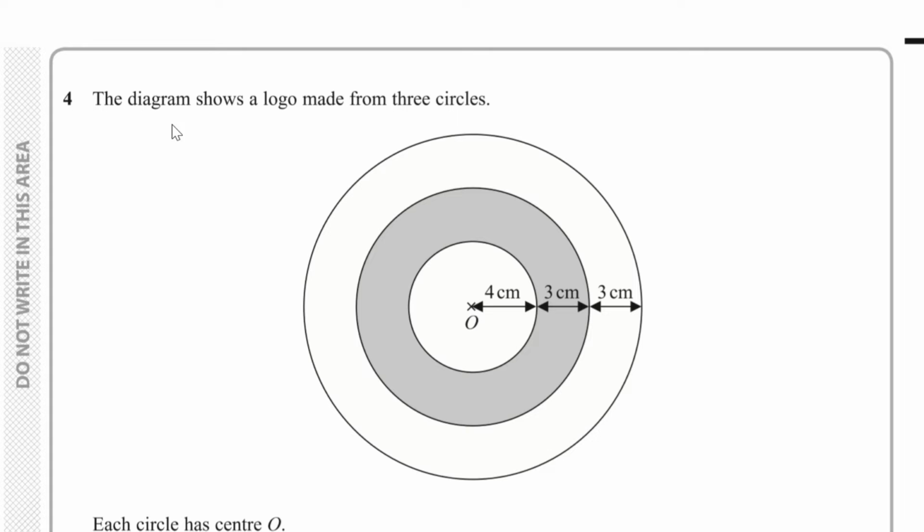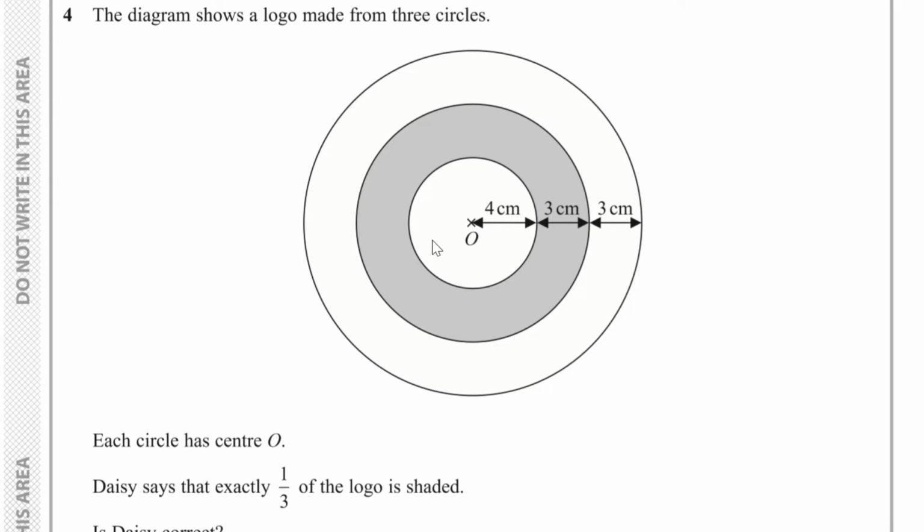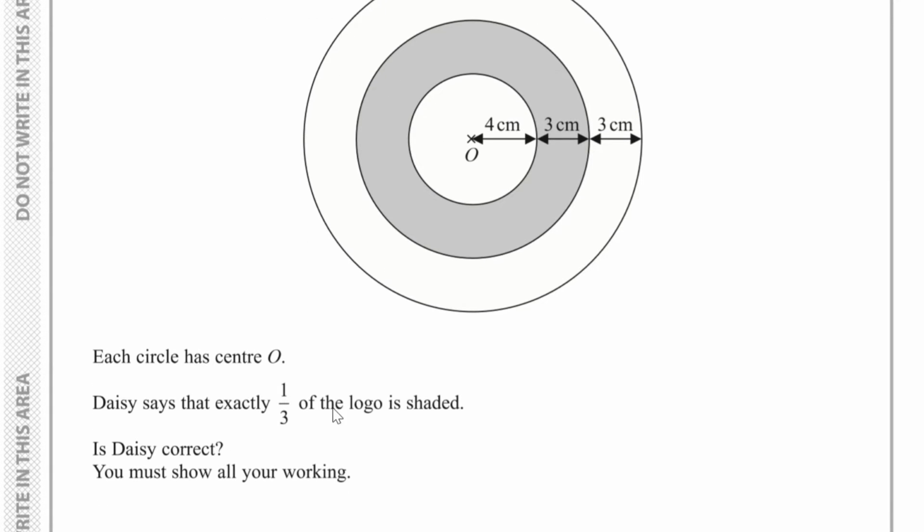Question number 4. The diagram shows a logo made from 3 circles. That's what we see here. Each circle has a centre O, and Daisy says that exactly 1/3 of the logo is shaded. Is Daisy correct? You must show your working.